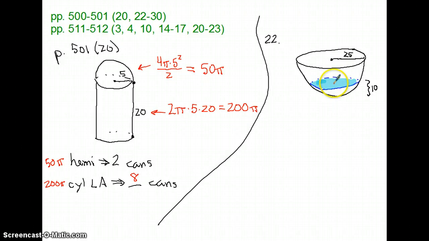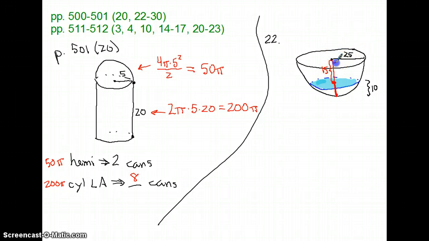Okay, so from here down is 10. From the bottom of the bowl all the way to the top must be 25. This is a radius of the sphere. If this part's 10, then this part here must be 15. The water is 15 from the top.